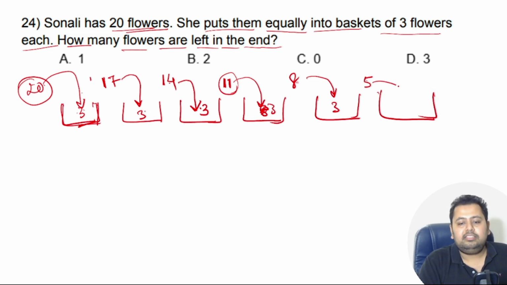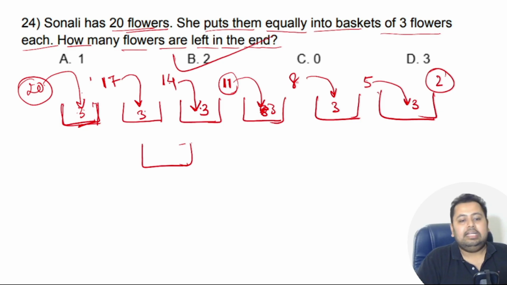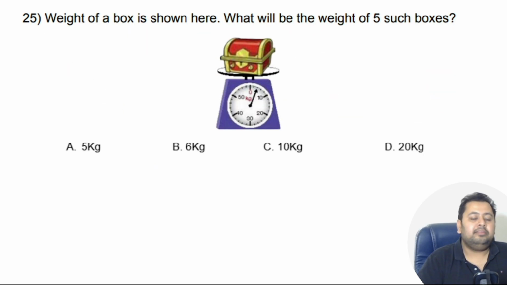From 5, again she puts 3 flowers over here, right? Then how much she's left with? She's left with 2 flowers. Now, in the next basket, she cannot put 2 flowers, right? She will have to put 3 flowers. If not, then 2 flowers are actually left with her. So option number B is your correct answer. That is 2, right? So 2 flowers are left in the end.